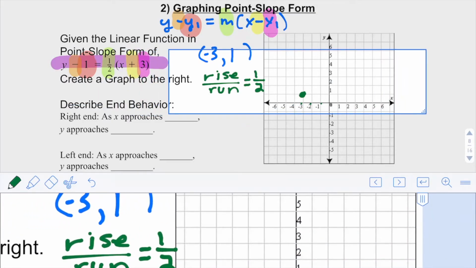So I come back to my point, and I rise 1. There's my rise, and then I run 2. 1, 2. So my new point is right there. So now I have my 2 points of my line, and I can draw my line.